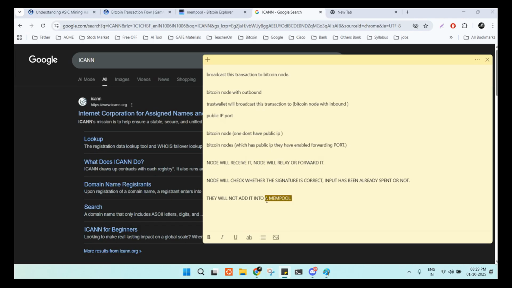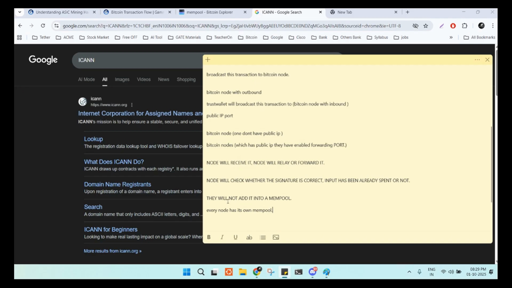Is it a centralized thing somewhere, or where is this mempool? Any idea? Yeah, it's in the memory of all the nodes. Yes, so every node, make sure, because people might get confused, every node has its own mempool.